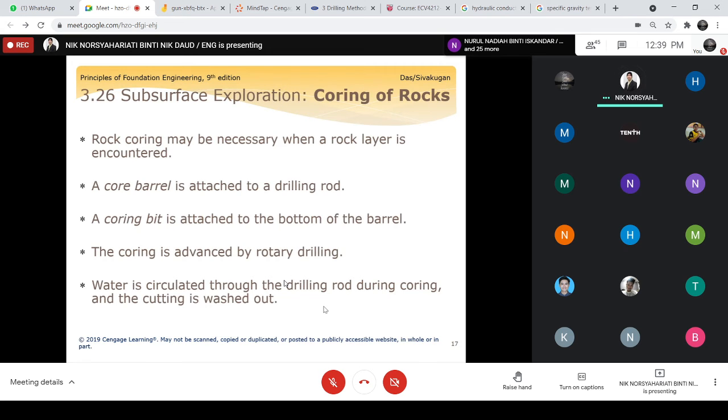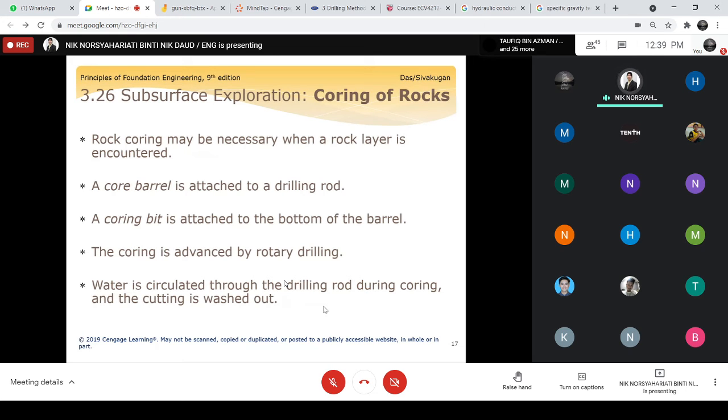So from this, you can find out the stress for each blade based on the blade thickness. Then, okay, this is the coring of rock. I think this is well explained in the engineering geology subject, because that subject is focused on rocks.